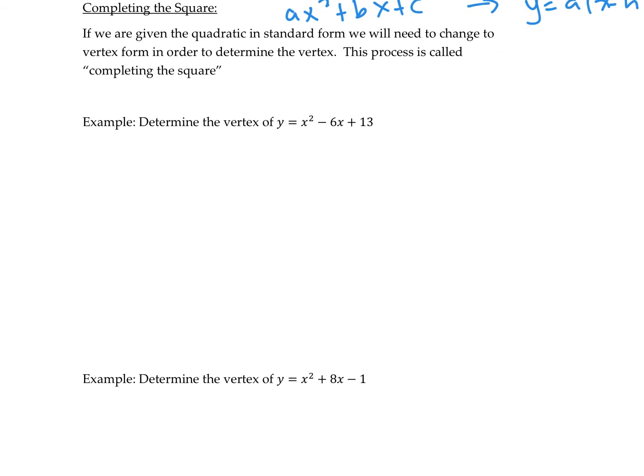So how do we change from standard form? Standard form is ax squared plus bx plus c, and we want to put it in vertex form, that is a times (x minus h) squared plus k. Sometimes we want to determine the vertex, and we don't have it in vertex form, we have it in standard form. So here we have a function in standard form, and we want to change it to vertex form.